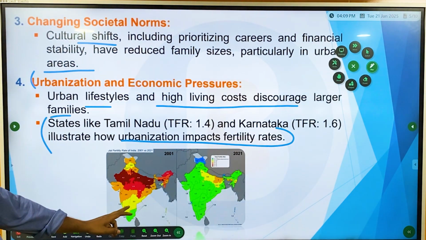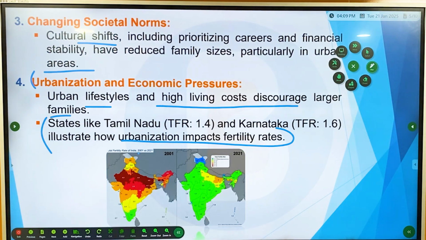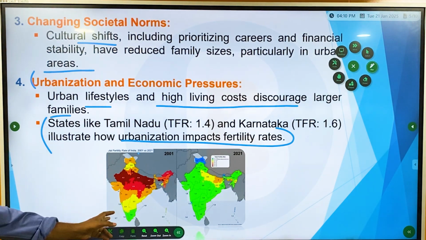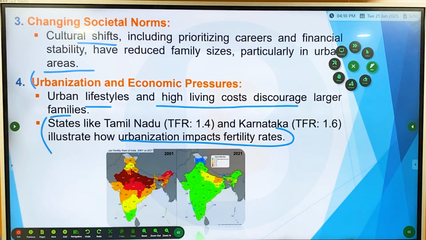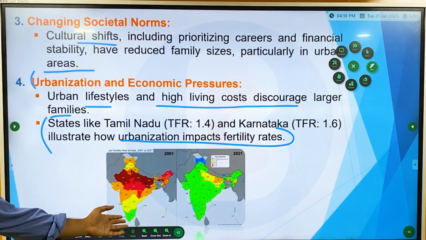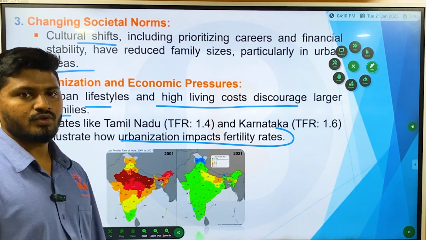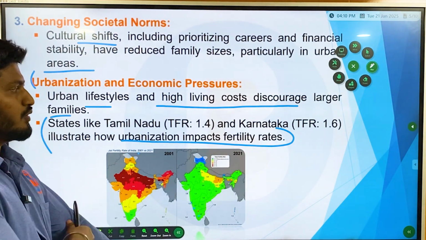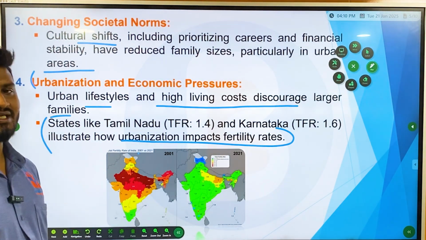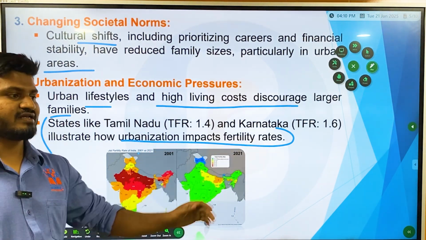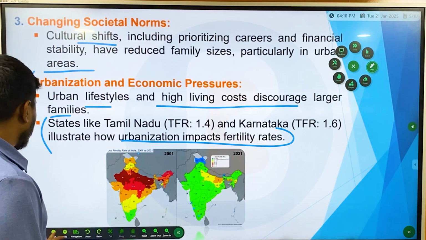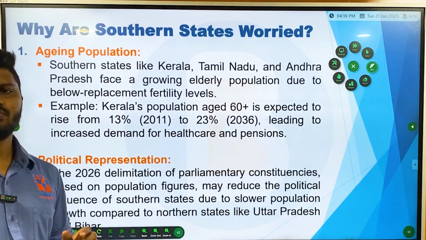This is the fertility rate from 2001 to 2021. Karnataka had a fertility rate of 2.4 in 2001. Due to rapid urbanization, it has now reached a total fertility rate of 1.6. Similarly, Tamil Nadu went from 1.9 to 1.4. So developmental activities as well as government policies have resulted in a reduction in fertility rate. Now, why are the southern states worried then?